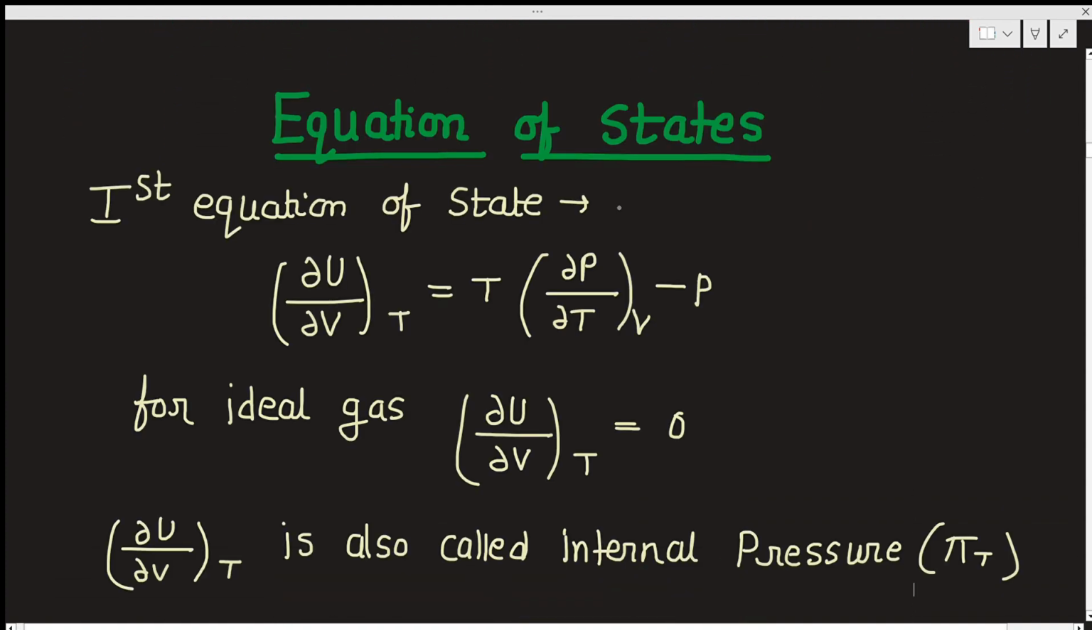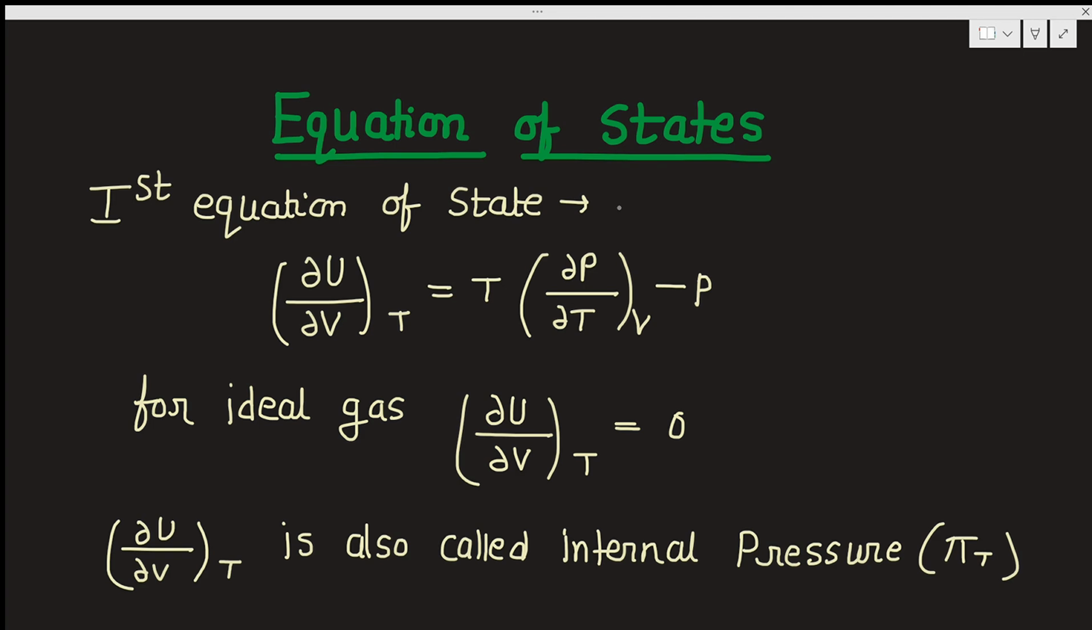Now see the equations of state. This is also quite important. First equation of state is del U upon del V at constant T is equal to T del P upon del T at constant V minus P. For an ideal gas, del U upon del V at constant T, which means the change of the internal energy with volume at constant temperature, is equal to 0. Okay, so this thing you should remember.